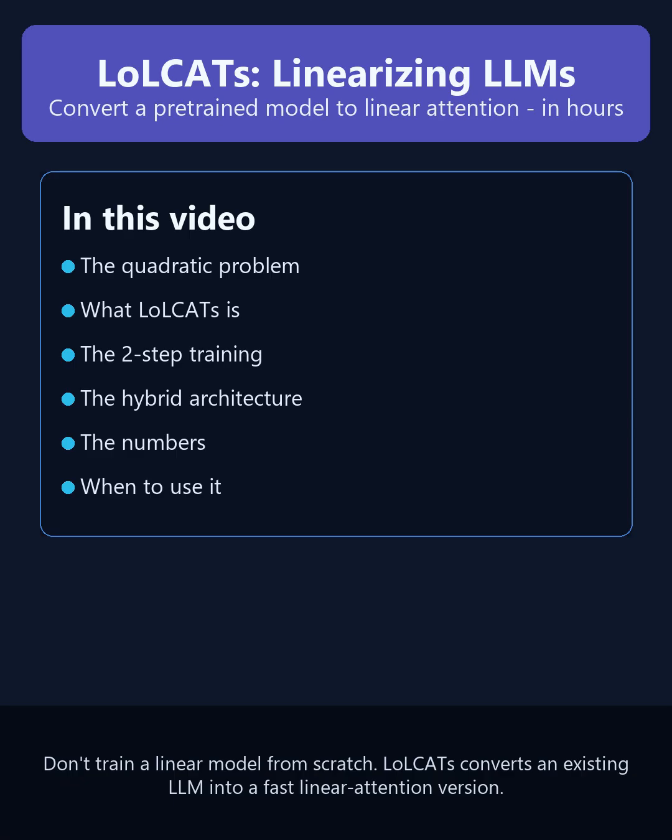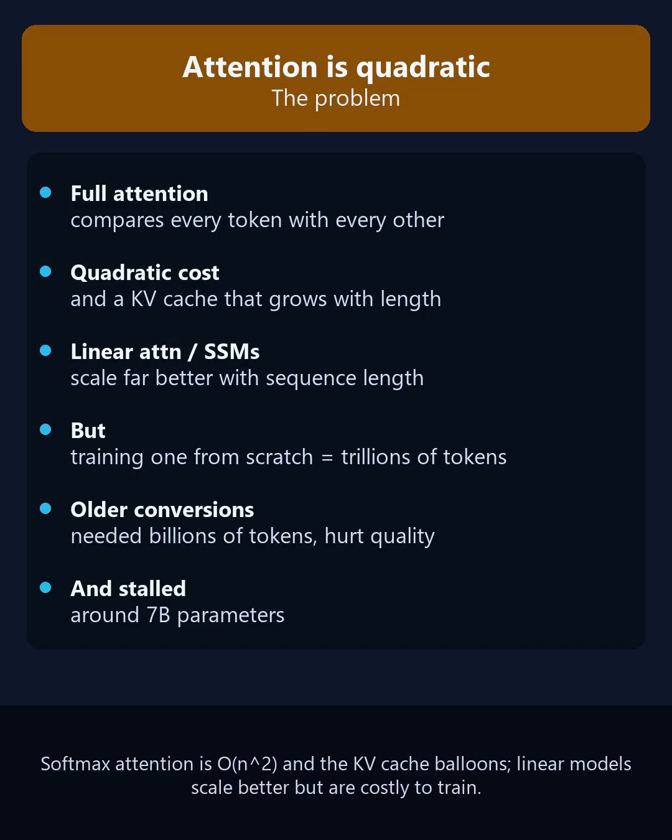In this video: the quadratic problem, what LoLCAT is, how it trains, its architecture, the numbers, and when to use it. Standard attention compares every token with every other token. That is quadratic cost and a key-value cache that balloons with context length. Subquadratic designs, linear attention and state space models, scale far better. But you cannot just download one for free.